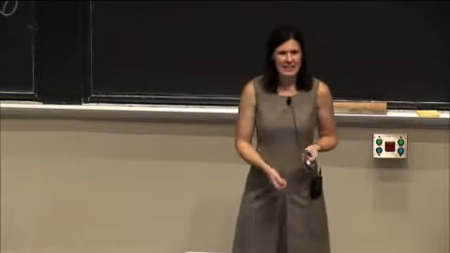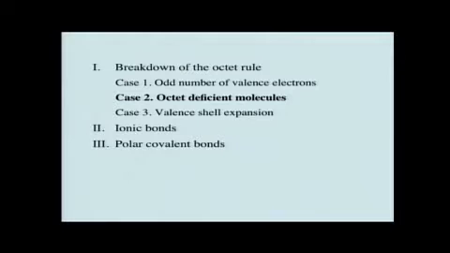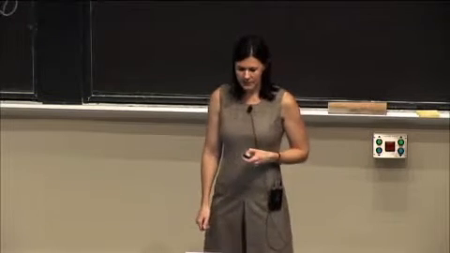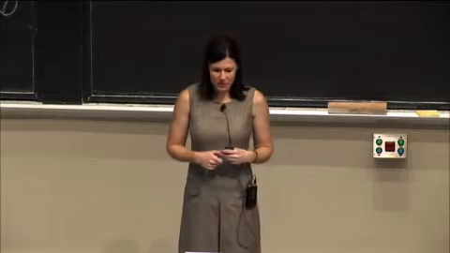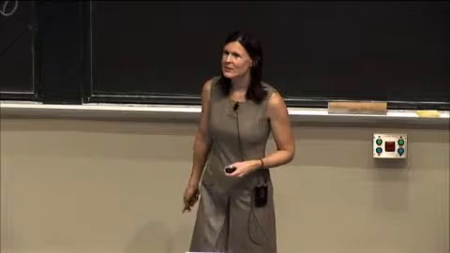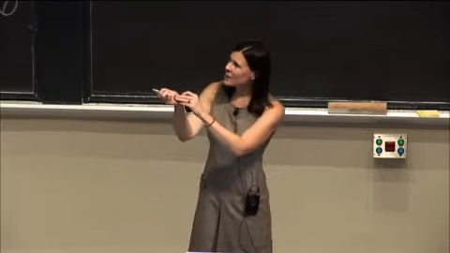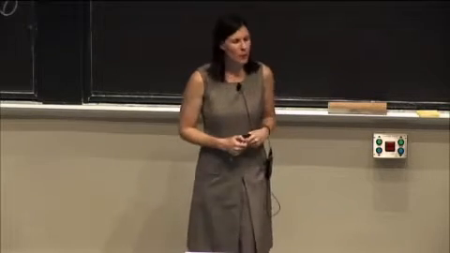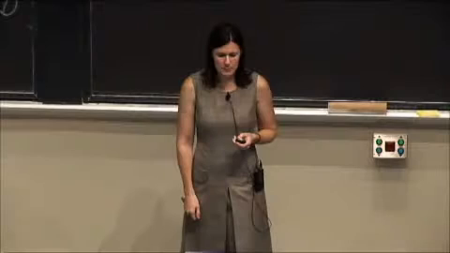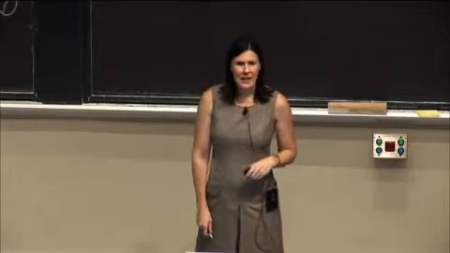All right, the second case of exceptions to the octet rule are when we have octet-deficient molecules. So basically, this means we're going to have a molecule that's stable even though it doesn't have a complete octet. And these tend to happen in group 13 molecules and actually happen almost exclusively in group 13 molecules, specifically with boron and aluminum. So anytime you see a Lewis structure with boron or aluminum, you want to just remember that I should look out to make sure that these might have an incomplete octet. So look out for that when you see those atoms. So let's look at BF3 as our example here.